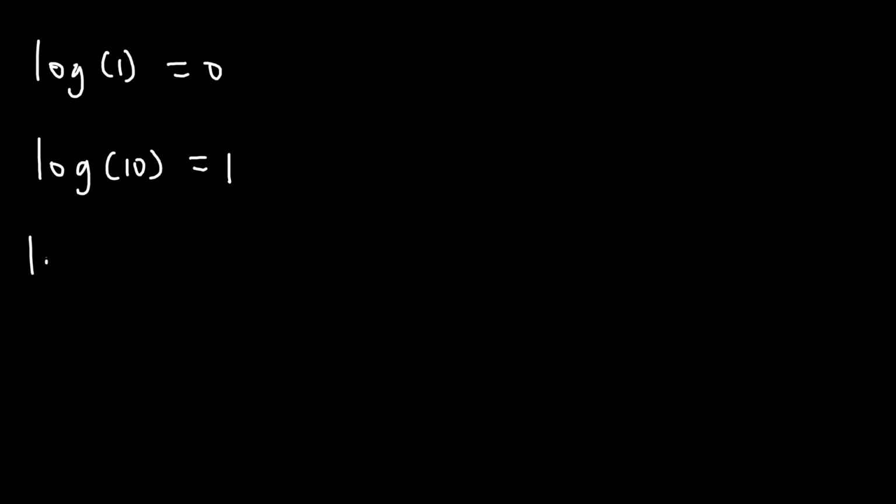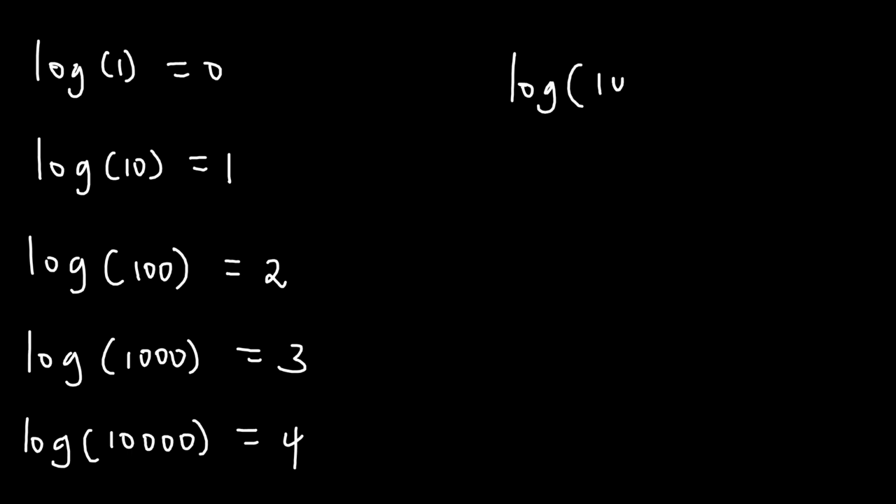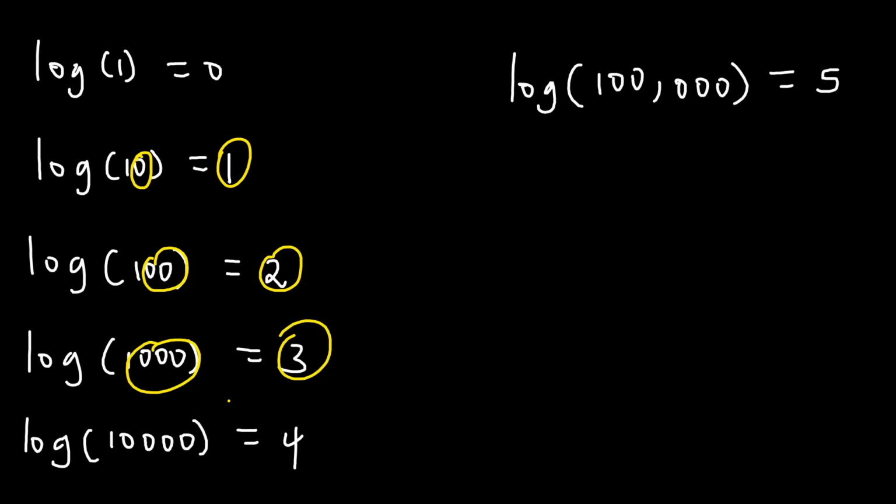Now there are some things you need to know. Log of 1 is equal to 0. And log of 10 is equal to 1. And then log of 100 is equal to 2. Log of 1,000 is equal to 3. Log of 10,000 is equal to 4. And then log of 100,000 is equal to 5. And if you notice, here we have 1 zero, so it is equal to 1. Here we have 2 zeros, so it is equal to 2. And then here we have 3 zeros, so it is equal to 3, and so on.